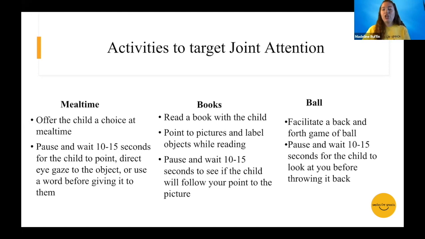Another activity we can target joint attention at home with is books. Reading books with children is a great way to build that shared experience. Because while we read books, we do it naturally. We point to pictures, we label objects while we're reading. We're talking about a shared experience together. So again, we want to pause and wait for the child to build some of these skills on their own. We want them to follow our point to the pictures or look at the same picture as us. The great thing about books is that we're doing it together already.